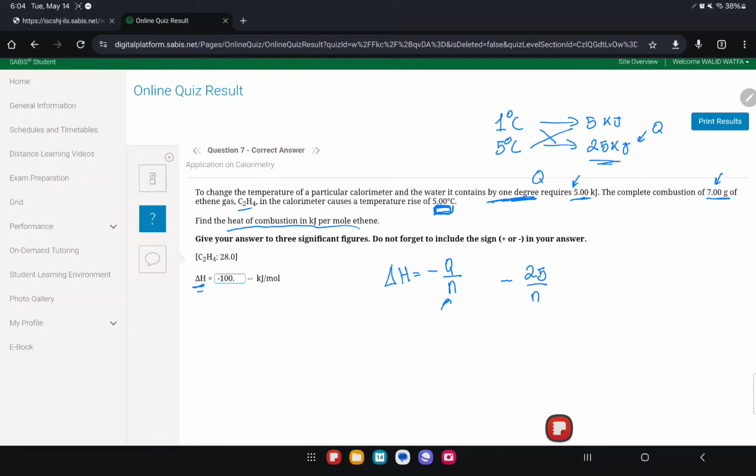And what is n? n is moles, right? n equals m over M, which in this case is the mass, 7 grams, over the molar mass, which is given, C2H4 is 28. So it's going to be 0.25. So delta H is equal to minus 25 over n, which is equal to minus 25 over 0.25, which is equal to minus 100. That's your answer, minus 100. Don't forget to make sure you get your Q. If they give you 5 kilojoules, that means my Q is 5 kilojoules. Make sure you know how much the temperature is being changed.